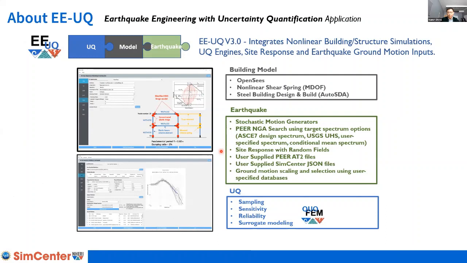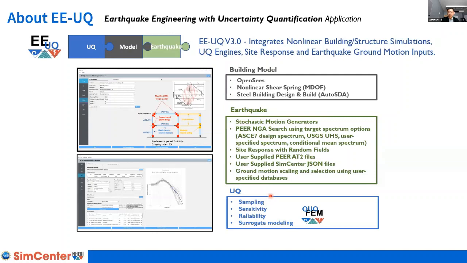The acronym stands for Earthquake Engineering with Uncertainty Quantification. And the tool is an integrated application that basically has three major functionalities. First, the building model itself, and second, including earthquake hazards through the ground motion tools that are built in the EUQ. And the last part, I think Akash will dive into in the second section.